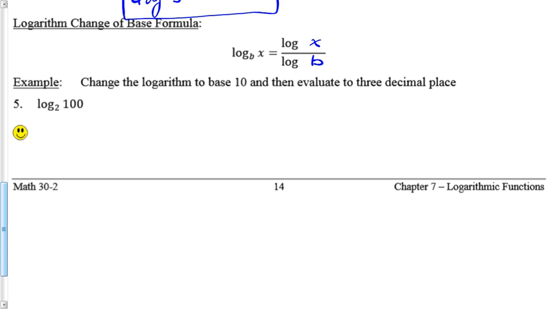Looking ahead to question number 5. This is just to re-emphasize to us this change of base rule. So if we were going to rewrite this in base 10, how could we rewrite this logarithmic expression?